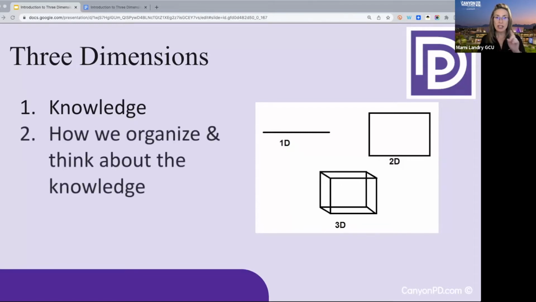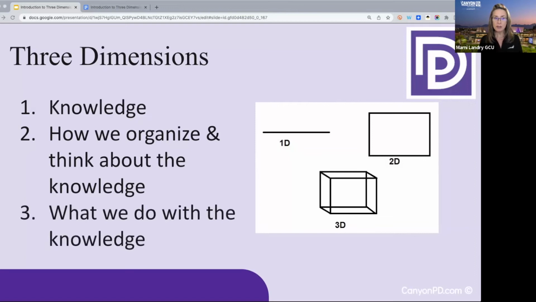The 2D box, think about that as how we organize the content, that knowledge that we have, and how we think about it. So it puts a frame around our current knowledge base. And that third dimension, it comes to life. It's a 3D object, that box. It's what we do with that knowledge. So we have the knowledge, we frame it and think about it in certain ways, and then we use it to do something, make discoveries, solve problems.